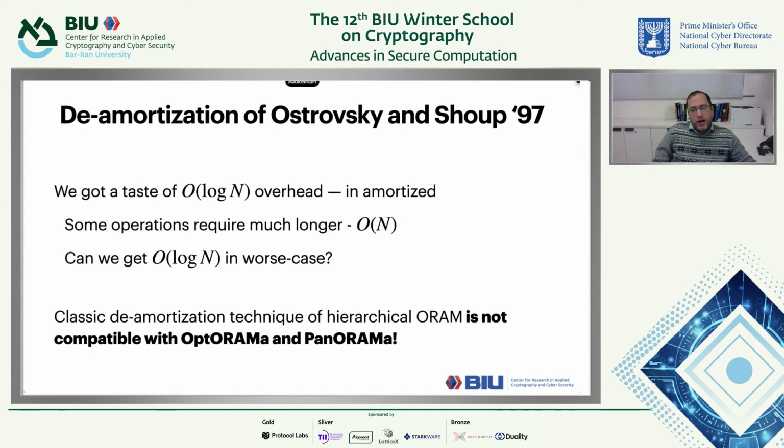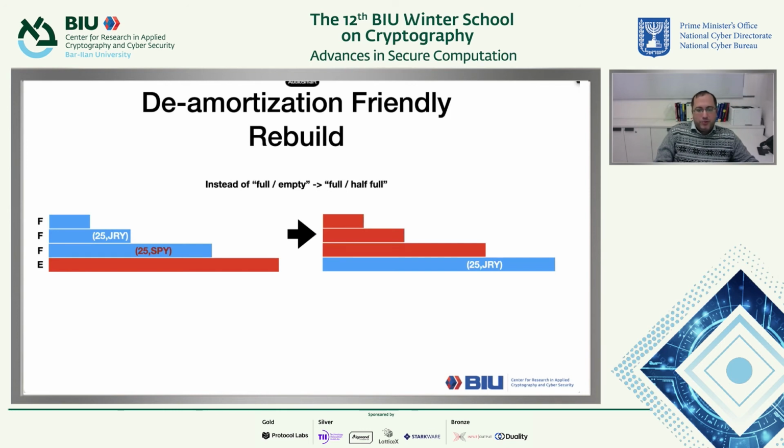What I want is order log n overhead in the worst case. The problem is that the classic deamortization technique of hierarchical ORAM, which goes back to Ostrovsky and Shoup from '97, is not compatible with the construction of Patel, Persiano, Raykova and Yeo. Let's see why. Before I even start, I just want to mention that what I described is the rebuild process where I take all the levels and push them to the last level, or push many levels into one level. It's not so friendly with the amortization.